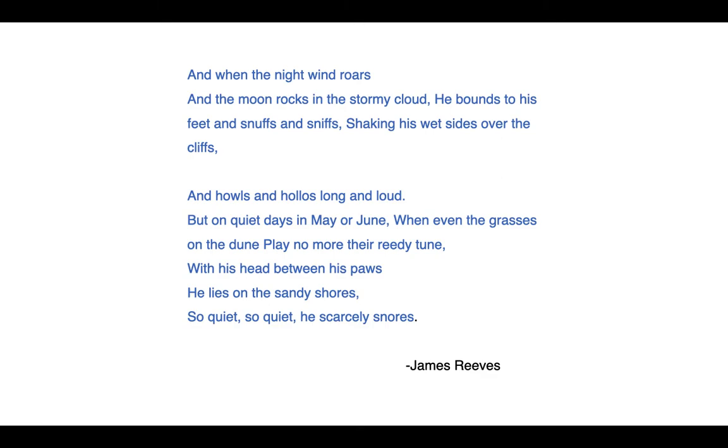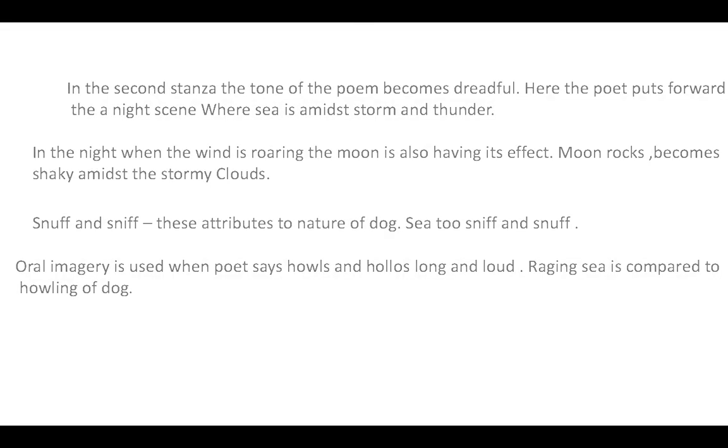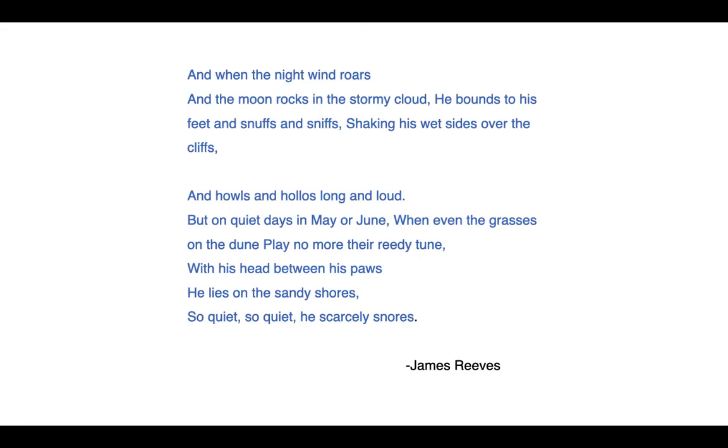And in the final stanza, it is June, June, tune, pause, shores, snores. So A, A, A, B, B, B, C, C. So here you can find a huge variation in the rhyme schemes. So children, with this we come to an end of the poem The Sea by James Reeves.